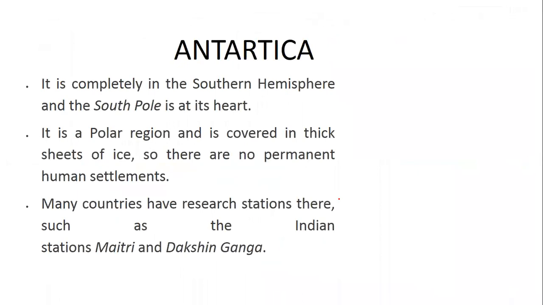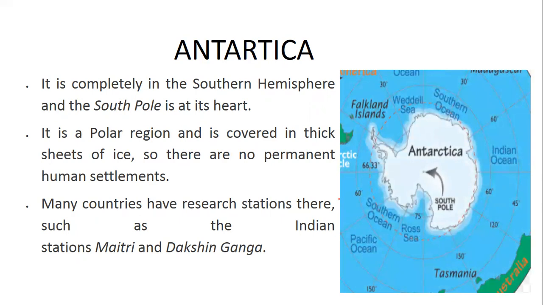Antarctica. It is completely in the southern hemisphere and the South Pole is at its heart. It is a polar region and is covered in thick sheets of ice, so there are no permanent human settlements. Many countries have research stations there, such as the Indian stations Maitri and Dakshin Ganga. This is the map of Antarctica. This is the South Pole.